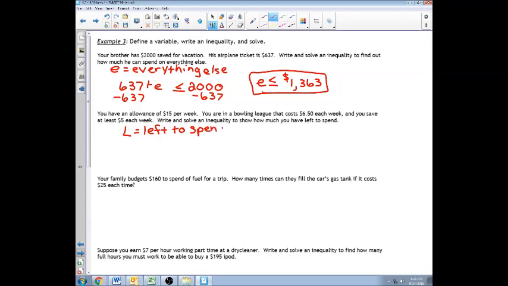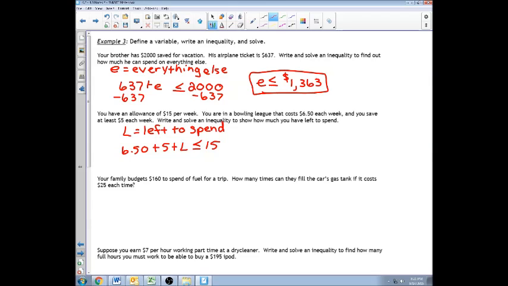Okay. Well, let's talk about all of our expenses for the week because they need to add up to $15 or less. I'm going to spend $6.50 at the bowling alley. I'm going to save $5, so that's an expense, and I'm going to have some amount of money left, right? Between those three things, I have to add up to less than or equal to my $15.